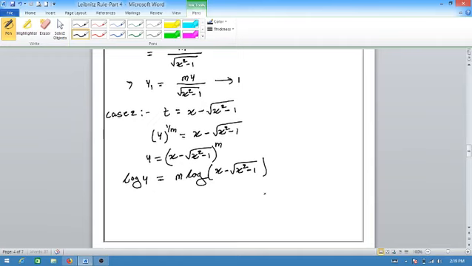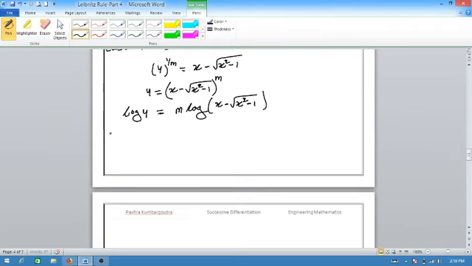Okay. So now differentiating with respect to x, you will get 1 by y into y1 is equal to m is constant, 1 divided by x minus root of x square minus 1, into differentiation of x minus root of x square minus 1, which is 1 minus 1 divided by 2 root of x square minus 1, into 2x.